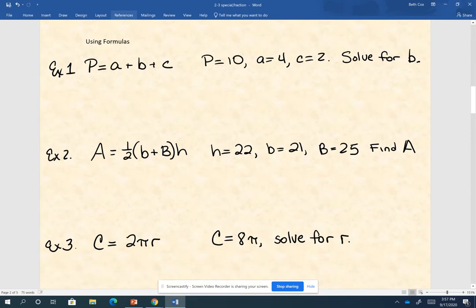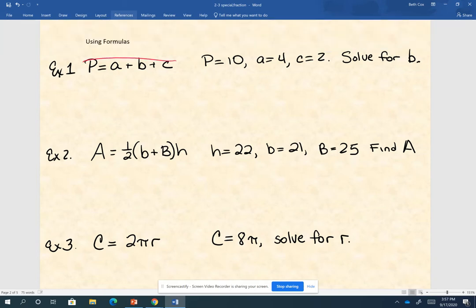All right, so formulas are just equations and they all have variables. And then we use formulas over and over again with different situations. So in this particular problem, we have a formula. I'm going to highlight the formula.